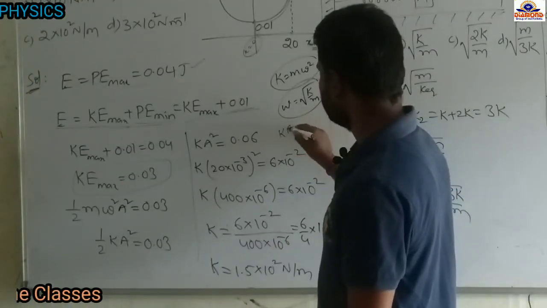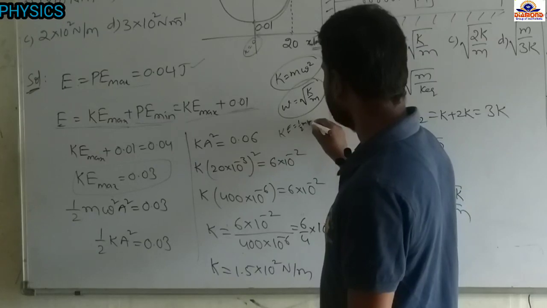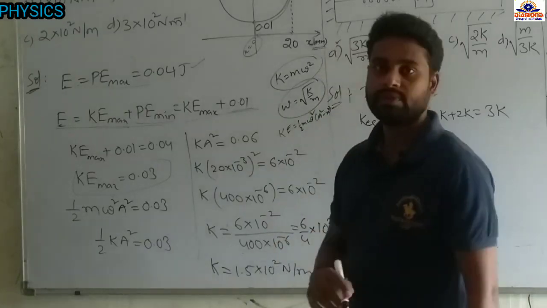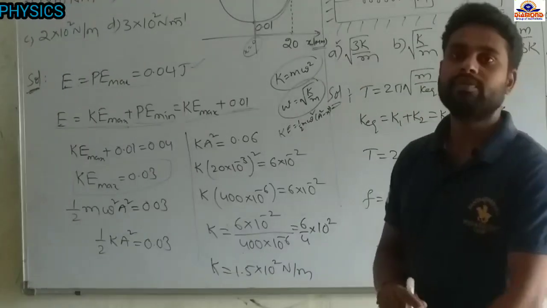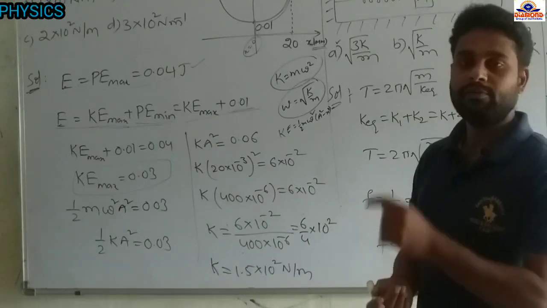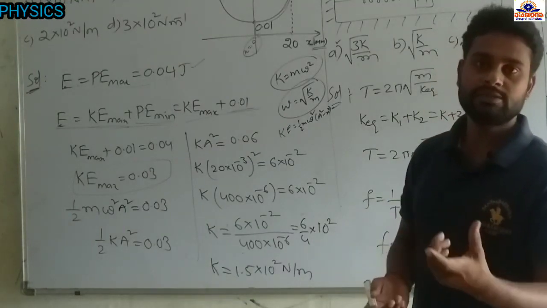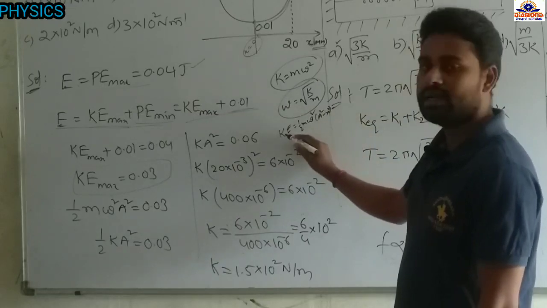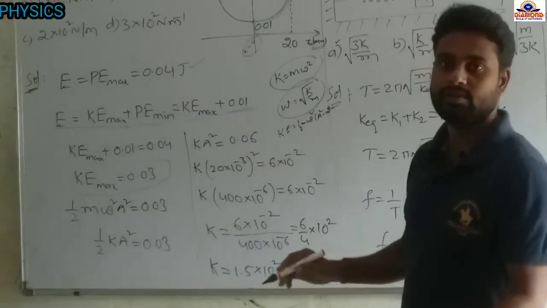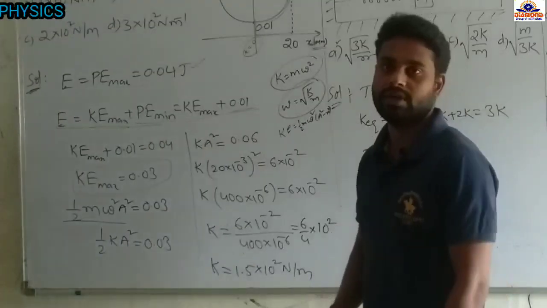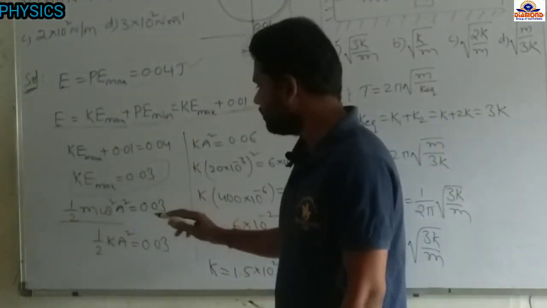We know the kinetic energy formula: kinetic energy equals half m omega square into (a square minus x square). Kinetic energy is maximum when the particle is at the mean position. If the particle is at the mean position, what is the displacement? 0. X equals 0, substitute here, and maximum kinetic energy is half m omega square a square, equal to 0.03.